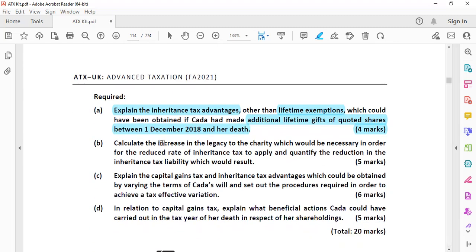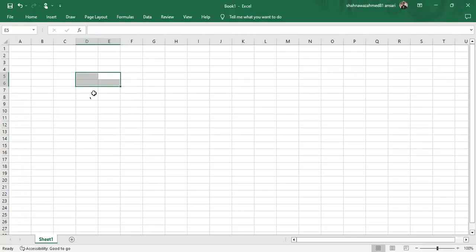The second thing: calculate the increase in the legacy to the charity which would be necessary in order to reduce the IHT rate, and quantify the reduction in the IHT liability which would result. So this is the calculation. We need to solve this, to see how much we can get out of it. So let's do some calculation here and find out how much amount we need to put in charity so that we can get the reduced rate.